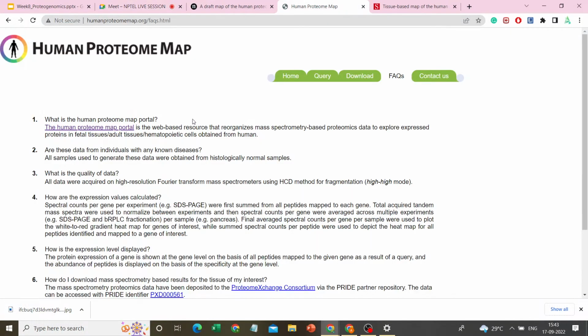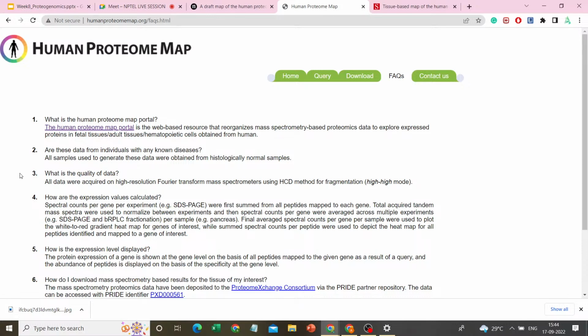So if you go into the Human Proteome Map, and if you go to the FAQs, you can read about what the Human Proteome Map portal is and how they have mapped it. I just explained that they use two different things, SDS-PAGE and RPLC fractionation, and then they identify the spectral counts per gene per experiment, normalize those within experiments, and then the spectral counts per gene were averaged across multiple experiments to identify what the differential expression is.